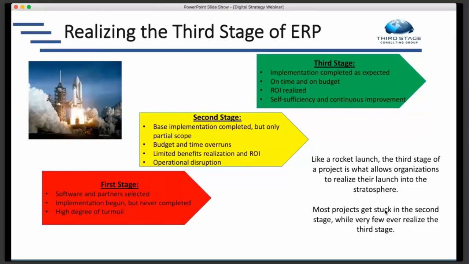And so most companies, I'd say 80% or more, get stuck somewhere along the way, either in the first or second stage of success. The third stage is really where you implement as expected. You're on time, you're on budget, the ROI is realized. And most importantly, you're getting the benefits you expect, and you're getting that self-sufficiency and continuous improvement mentality embedded within the organization.